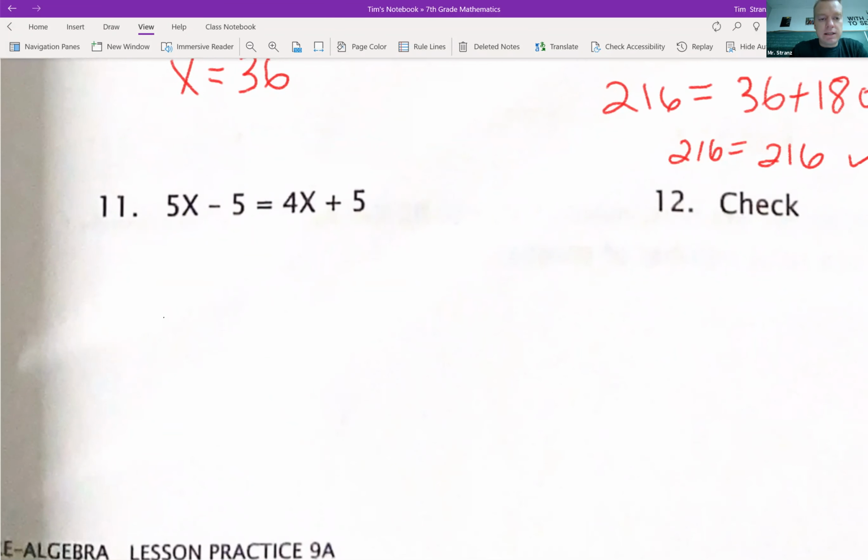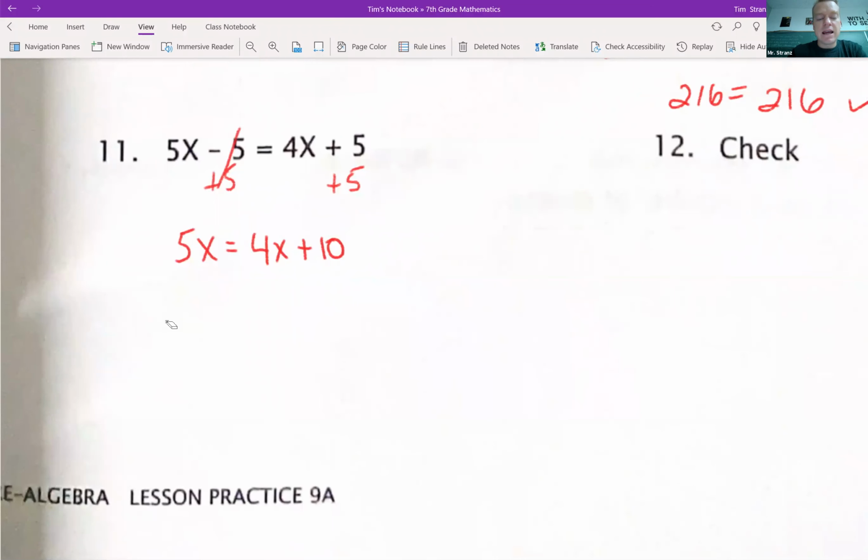First thing I can do is move over this negative 5, so I'm going to add 5. These go away, but I have to add 5 on this side. I'm left with 5x equals 4x plus 10. Okay, I can't add 5 to the 4x because it has an x on it. They're not like terms, so you cannot add 5 to the 4x.